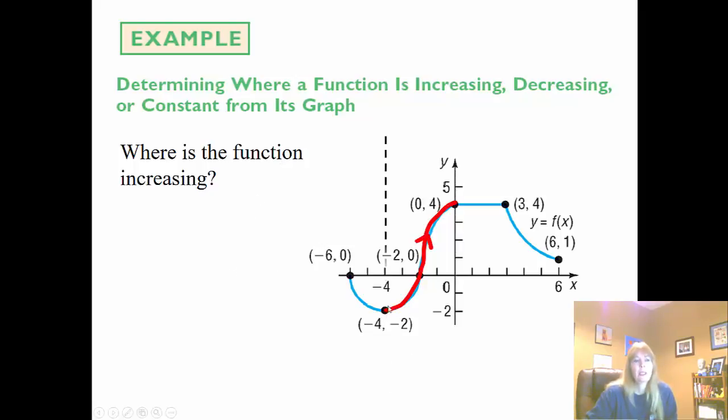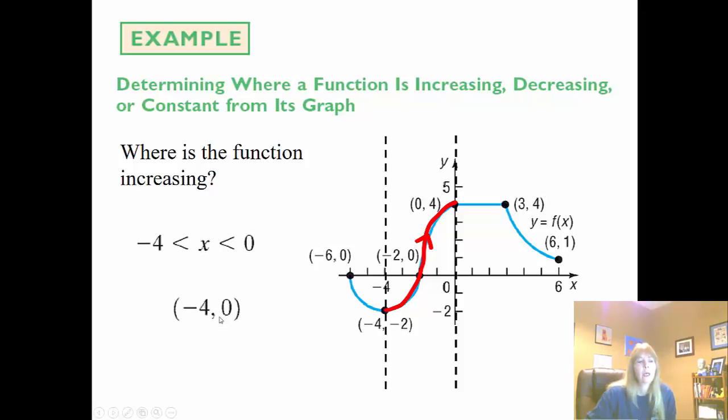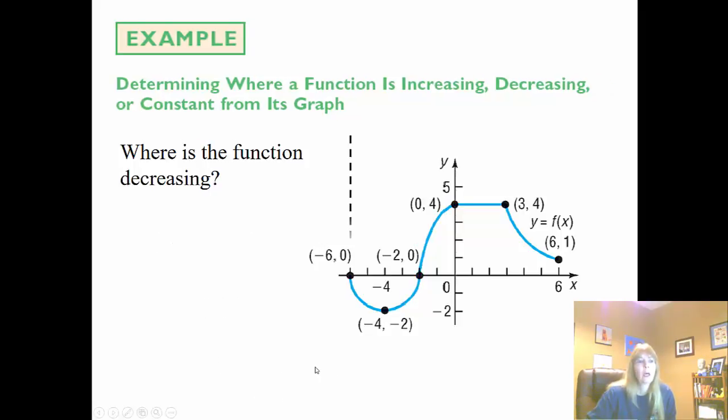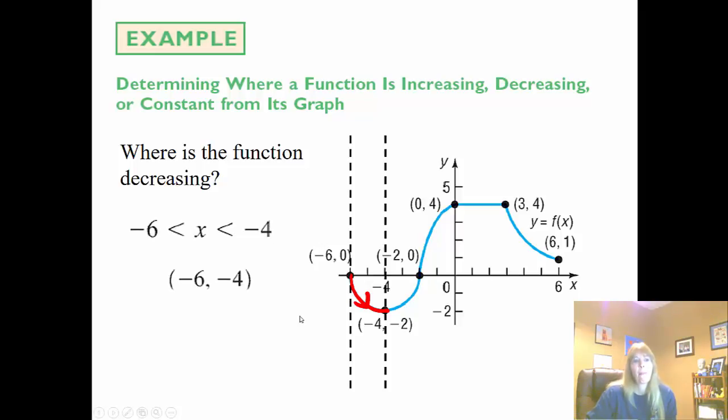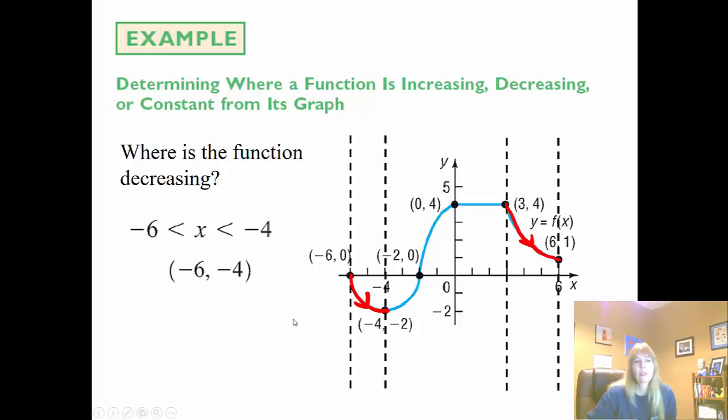I can certainly see that the function is increasing from -4 to 0. So you typically will see it written like that, or even in interval notation. I can see where the function is decreasing. It's decreasing from -6 to -4, and then it's also decreasing from 3 to 6. So just by looking at a graph, where are they increasing and where are they decreasing?